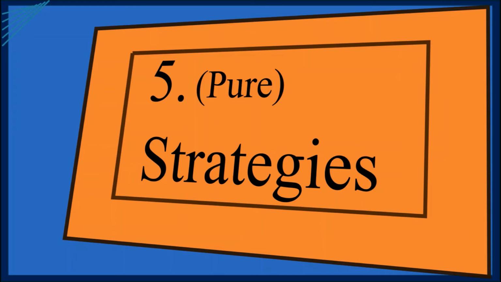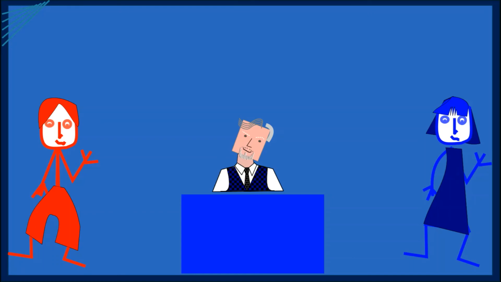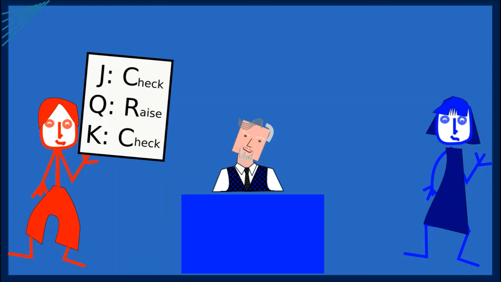Now assume both players are rather busy and cannot even come to the game. Instead, they write a secret email to the referee, telling her how they would play in every possible information set they find themselves. N might write something like, with a jack I would check, with a queen I would raise, with a king I would check.